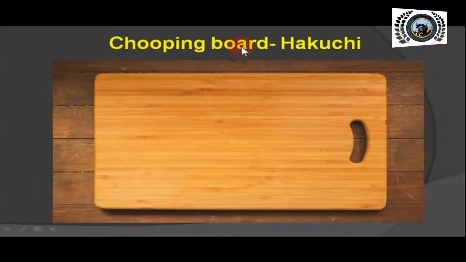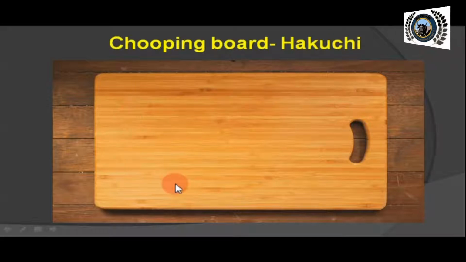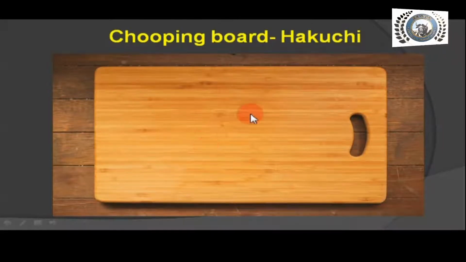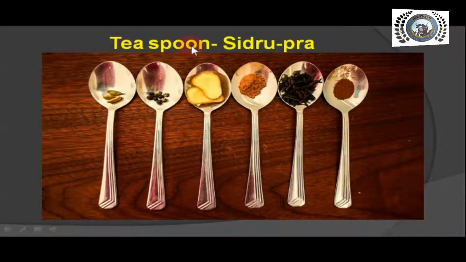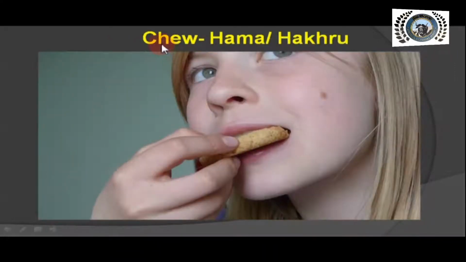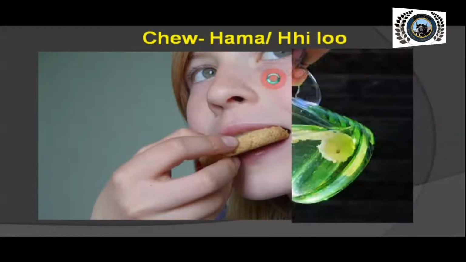Chopping board, hakuchi. This is hakuchi, a chopping board. Teaspoon, sidrupra. Chew, hama or hakru. Hakru means when you are chewing hard bones. Hama means simply chewing any kind of edibles.